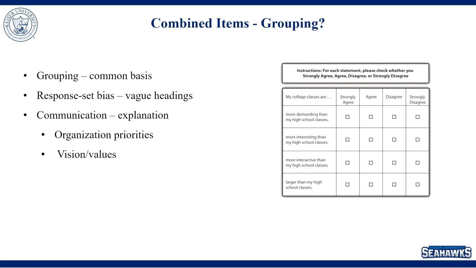However, if the items are mixed up, so it goes from pay to the boss to the benefits and then back again, that can lead to other problems. So this is something to consider, and it depends perhaps on the number of items again, and what you're doing, and how you're displaying the information, and so on. It's recommended that to help address this response set bias, you could use vague headings.